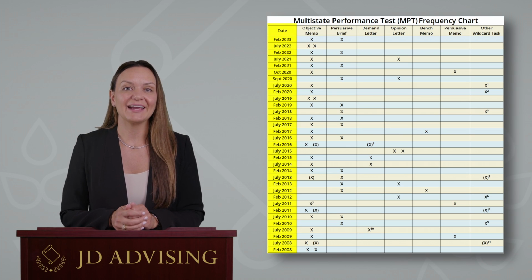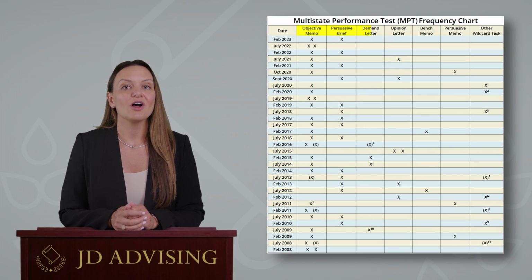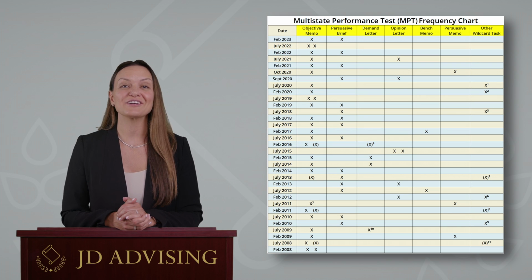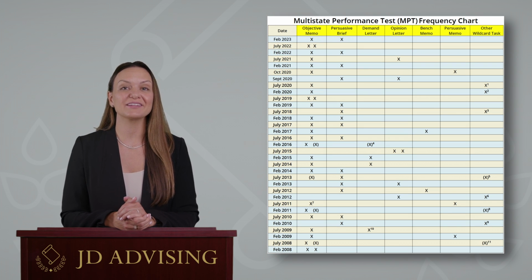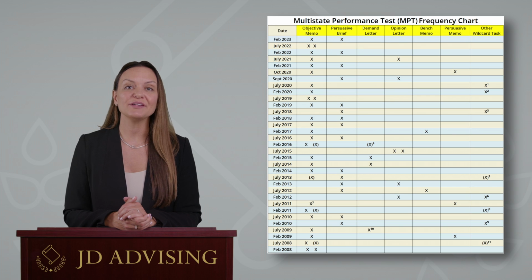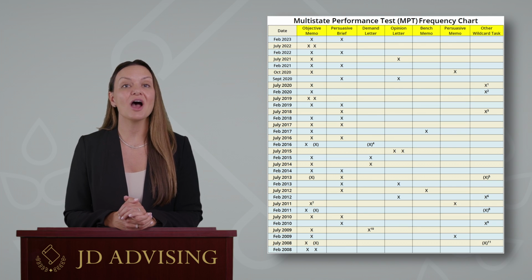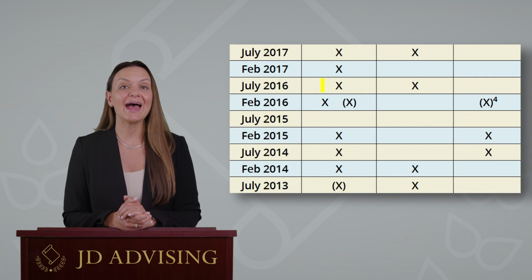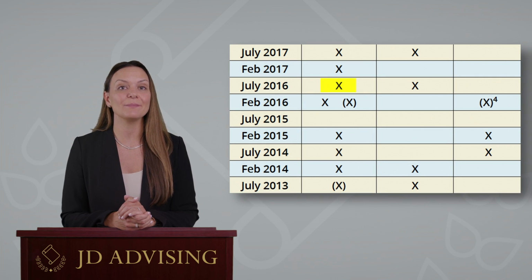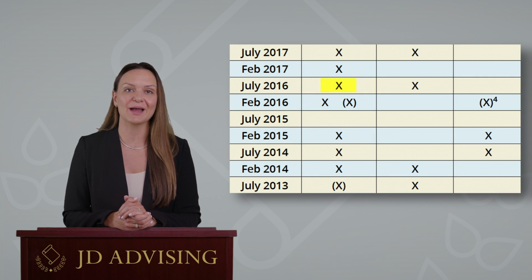Along the left-hand side, it lists the dates of the bar exams. Then, along the top of the chart, you will see the different types of MPTs listed. For example, first, there are objective memos, then persuasive briefs, demand letters, opinion letters, bench memos, persuasive memos, and then other wildcard tasks. Anywhere with an X indicates when that type of MPT was tested on the bar exam.